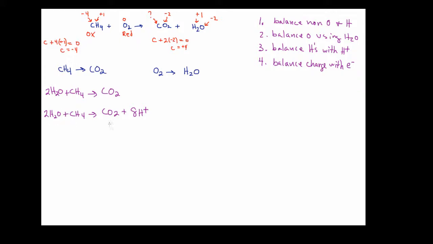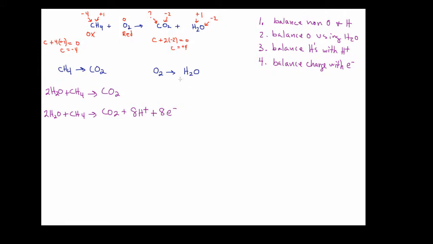So the left side of our equation, the net charge is 0. There's no charges over here. But we've added 8 H pluses here, so we're going to need to add 8 electrons here. Each electron's worth -1. So now the net charge on the right is 0. And this half reaction is complete.